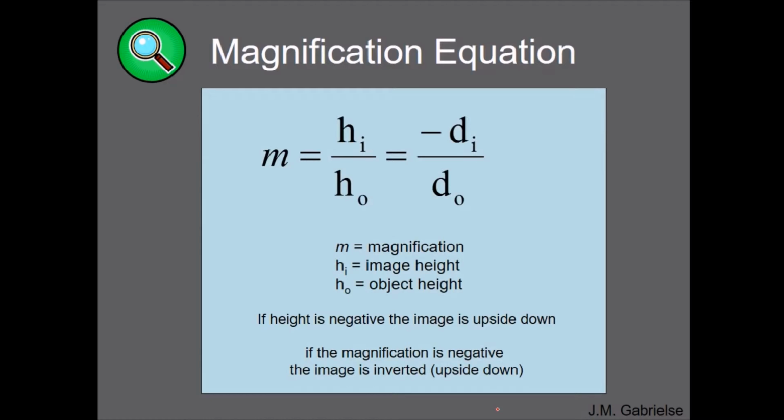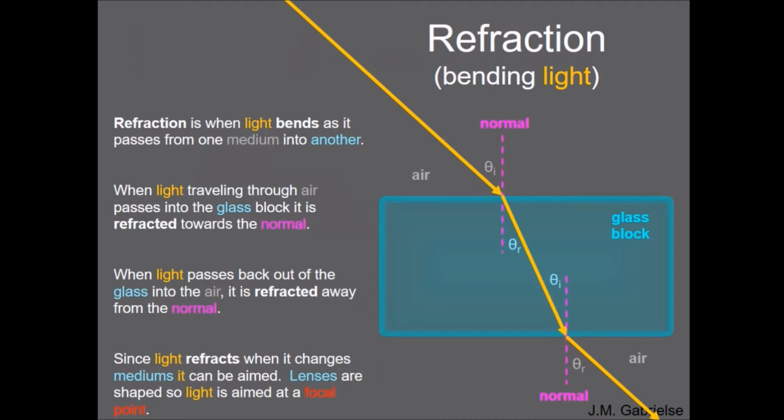Magnification equation: m is equal to hi/h0. This is equal to minus di/d0, where m is the magnification, hi is the image height, and ho is the object height. If the height is negative, the image is upside down. If the magnification is negative, the image is inverted, that is upside down.